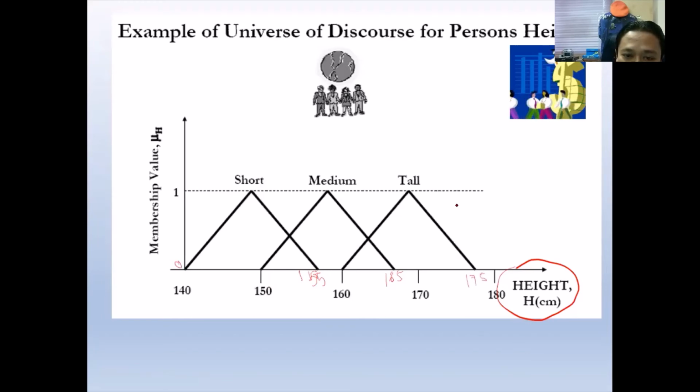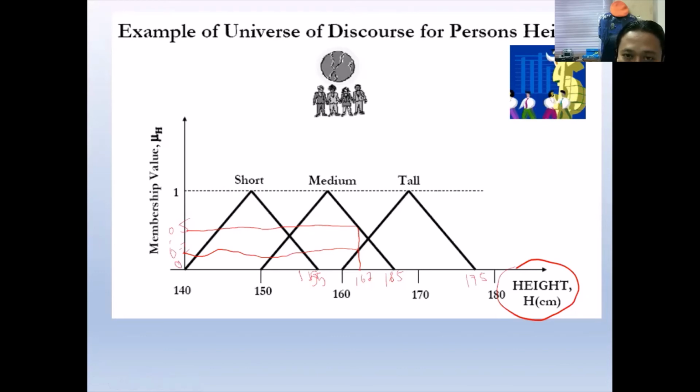For example, maybe my height is 162, so the point is here. I can be tall and also medium. For tall, maybe my membership value is 0.2, and for medium, maybe 0.5, for example. Clear on this one.